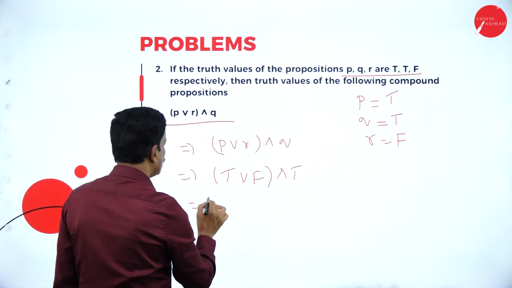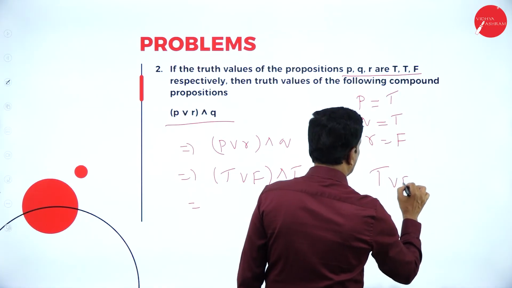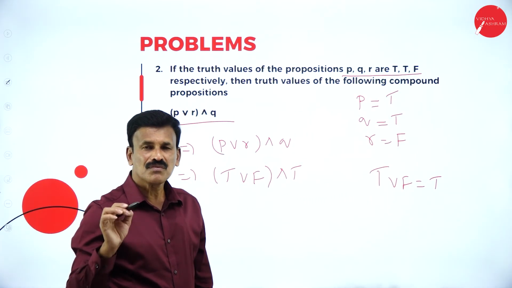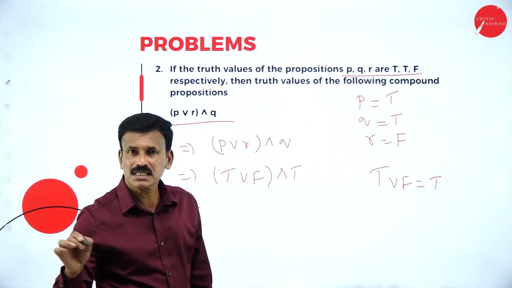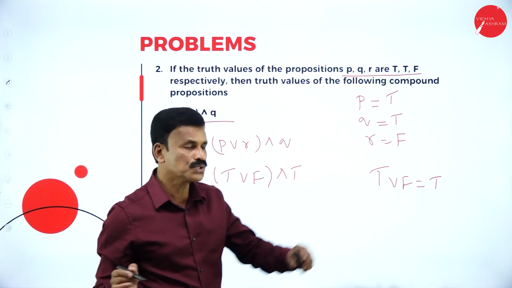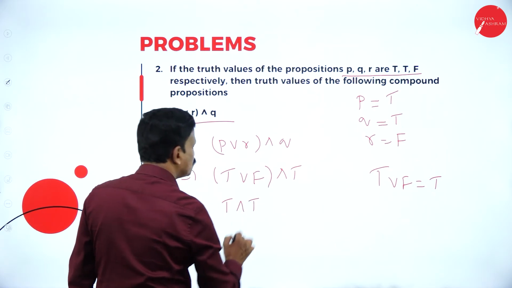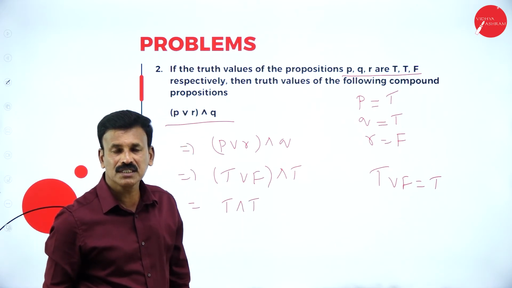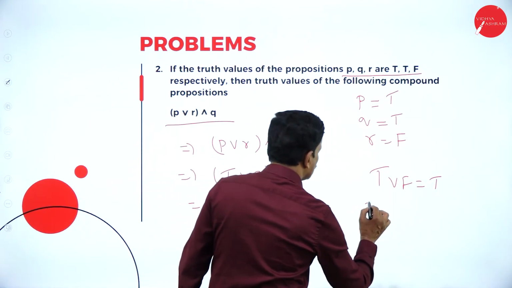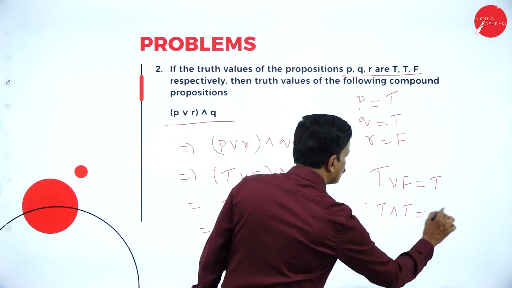Since you know what is the disjunction of true and false, true, false, disjunction is always true. You know, in case of disjunction, false and false is false. In all other cases, it is true. So true disjunction F is true. So this part is true. True conjunction true. So in case of conjunction, true and true is true. So this is equal to true. Write the reason: true conjunction true is equal to true.